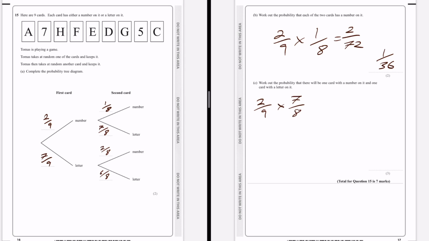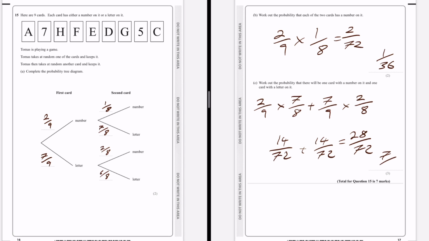For C, so we could have a number and a letter, or a letter and a number. So 2/9 times 7/8 and 7/9 times 2/8. We don't mind which one, so it's one or the other. So the or suggests that we should be adding these to give us 28 over 72, which simplifies, if you wish, to 7/18.